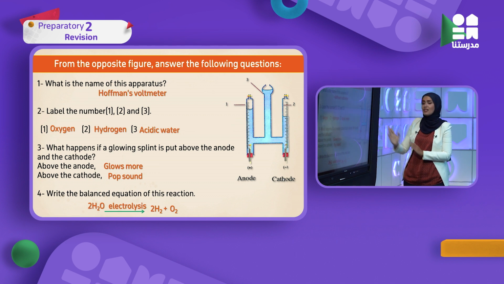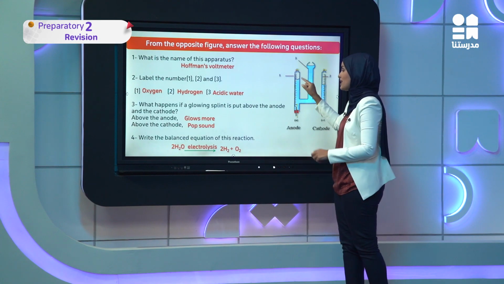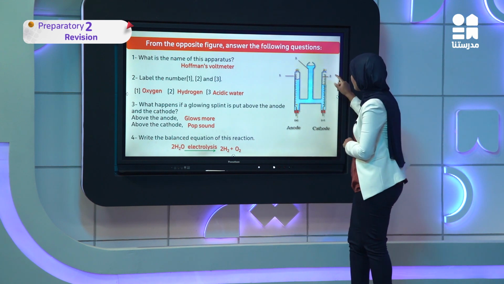We have the acidic water as a reactant and we have results, the things that come out. We have oxygen, which is the lower part or smaller part, and hydrogen is the bigger part. How do I know this is oxygen? The splint will glow more. How do I know this is hydrogen? I will get a pop sound of the splint. Okay? So we have finished the Hoffman's voltameter question.